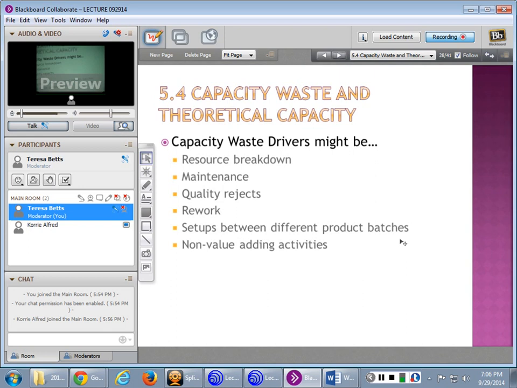All right, section 5.4 in our textbook talks about capacity waste and theoretical capacity. And this is going to be tied to, we've talked about waste and capacity before. Theoretical capacity is in that perfect world, right? And what brings waste to a process might be if you have a resource that breaks down, if you have to do maintenance on it, if you have quality rejects, if you have rework, if you have setup between different product batches, and if you have non-value adding activity.